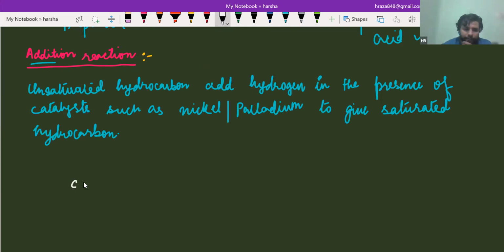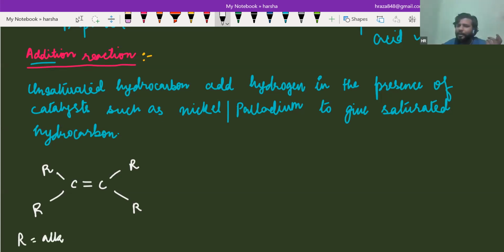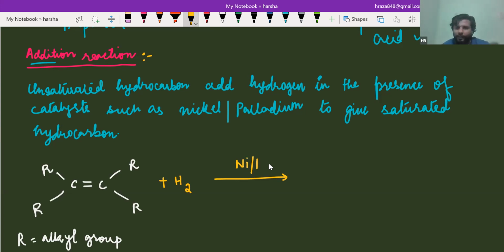So if you have unsaturated hydrocarbon, let's say it is your alkene, and this R is basically an alkyl group. Alkyl group is basically, you can say ethyl, methyl, propyl, butyl, carbon containing group. So if you are going to add hydrogen in this compound in the presence of nickel or palladium, what will happen?